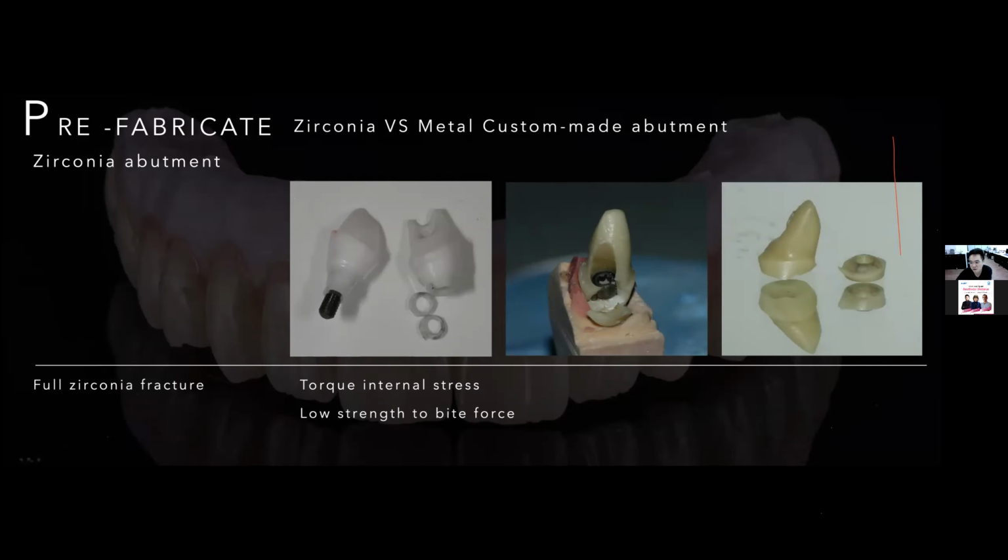So this is interesting. In the past, I designed a different type of full zirconia abutment. It never succeeded and survived in the patient's mouth over 5 years. And every full zirconia was a redo. So now I never do this again.